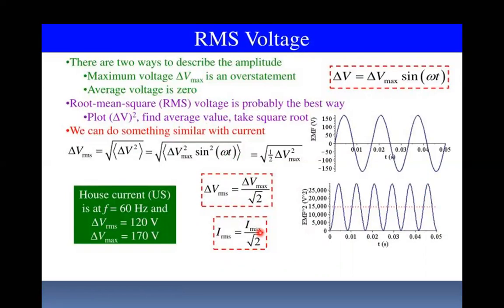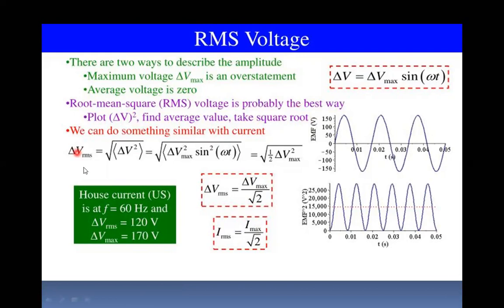Now the amplitude, the maximum distance traveled by a particle, we define as an amplitude. So there are two ways to describe it. Maximum voltage is an overstatement and average voltage is zero. So root mean square voltage is probably the best way. Take V squared, find the average value, then take the square root, and we get the root mean square value.